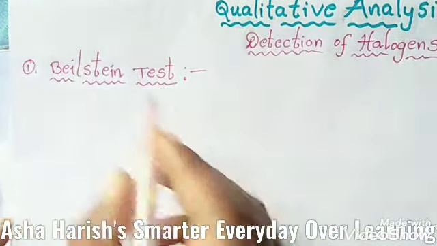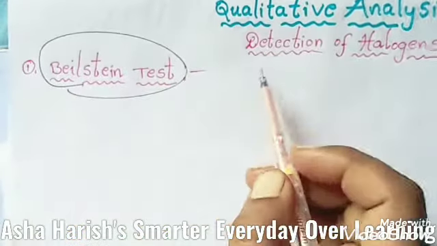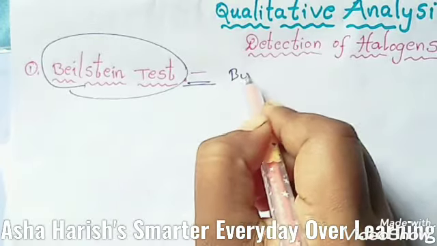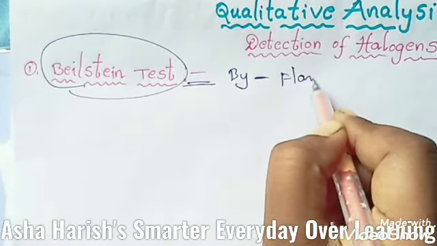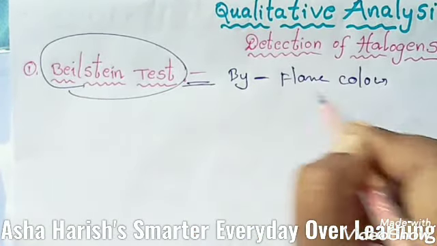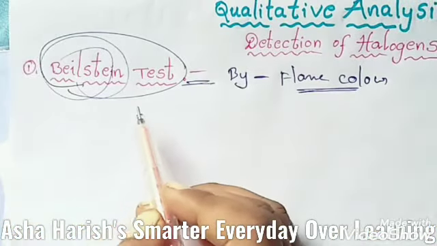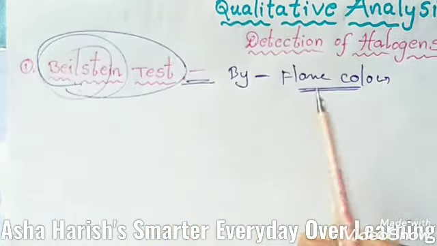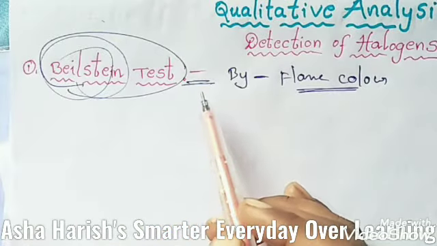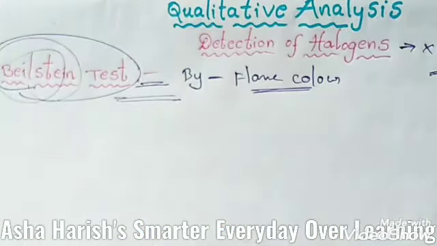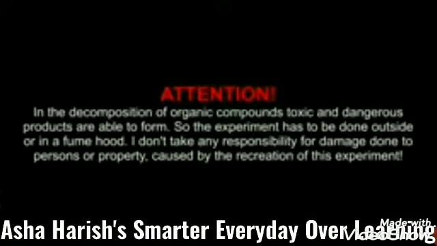Okay students, this test is a very simple and sensitive test to detect the halogens just by observing the flame color. Let's see the preparation of the Beilstein arrangement, the complete arrangement, and how we can do this Beilstein test. Let's see briefly, and also what the limitations involved in this test are. The presence of halogens in an organic compound is detected by the Beilstein test.